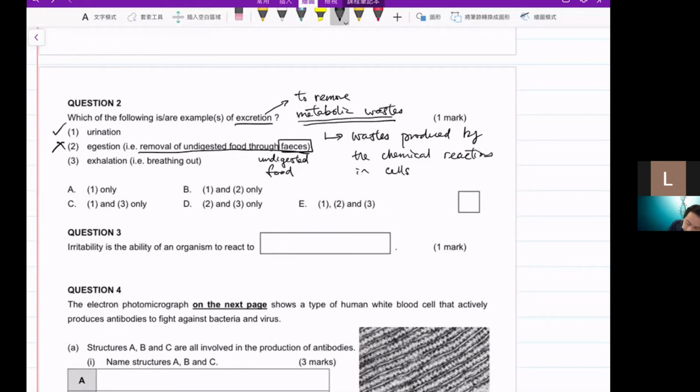And the correct answer is urination and exhalation. In exhalation, you remove CO2, carbon dioxide. Carbon dioxide is produced by respiration. Respiration is a kind of chemical reaction in your body. Okay, so removal of CO2 is a kind of excretion. So the correct answer should be 1 and 3.